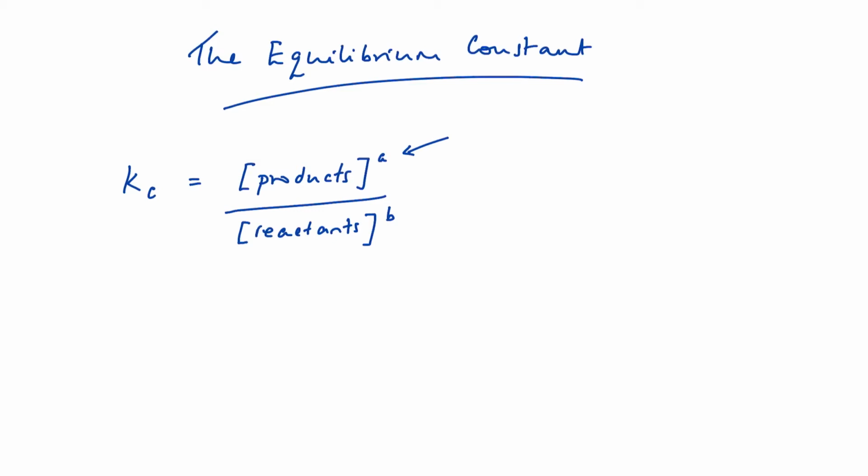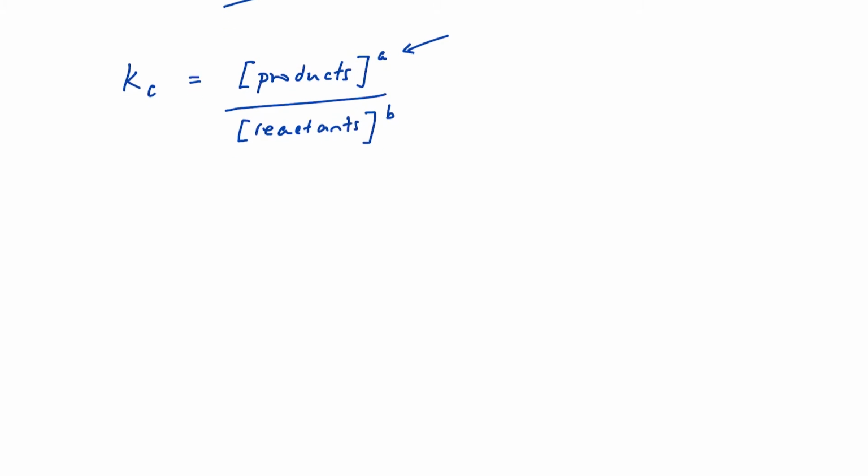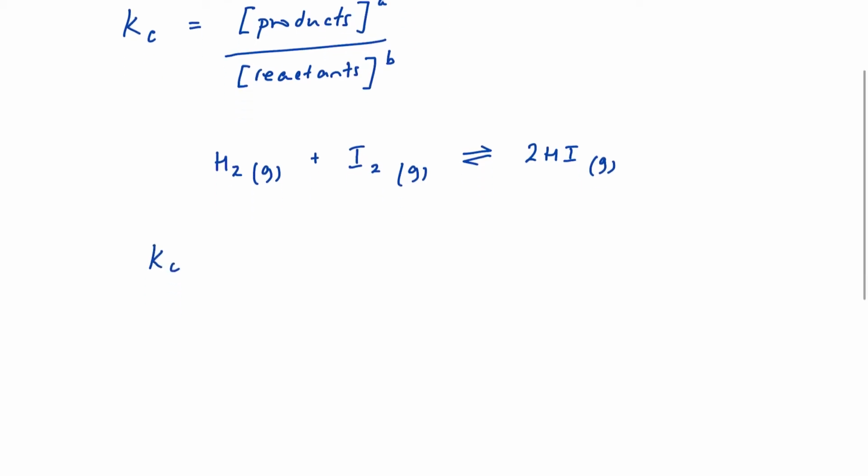So what do I mean by that? Let's have a look at a real example. Reaction between hydrogen gas and iodine to make hydrogen iodide is a reversible reaction. So to write the expression for Kc for this reaction, we would write Kc equals, well, the products are the hydrogen iodide. So it's HI.